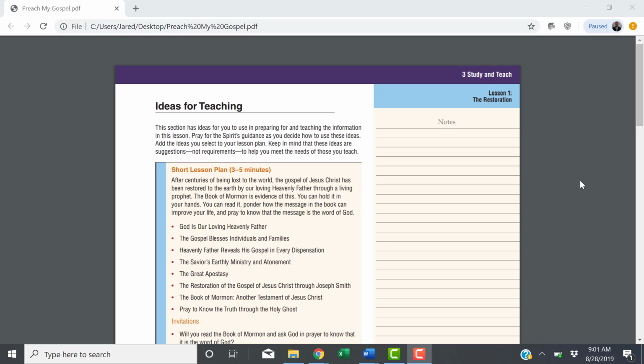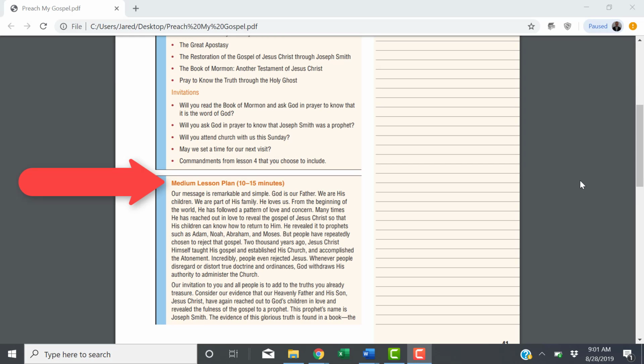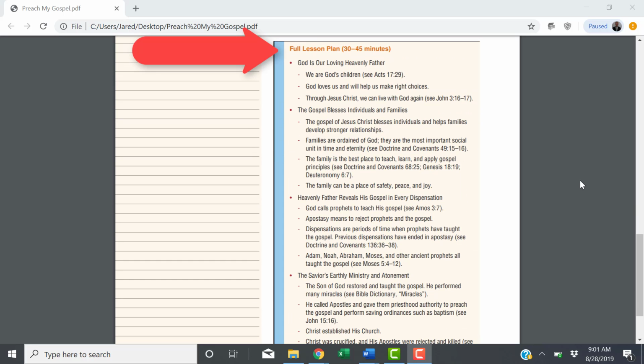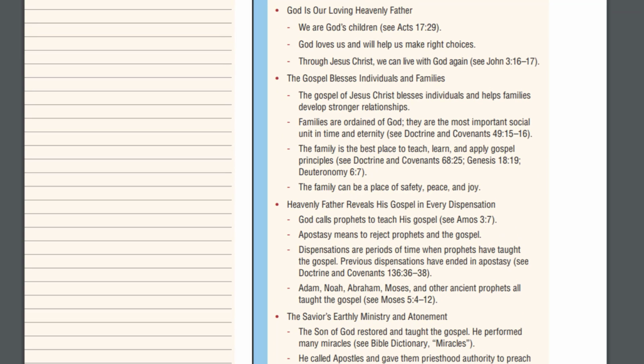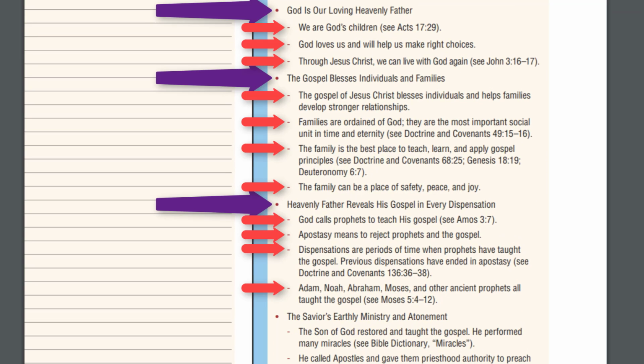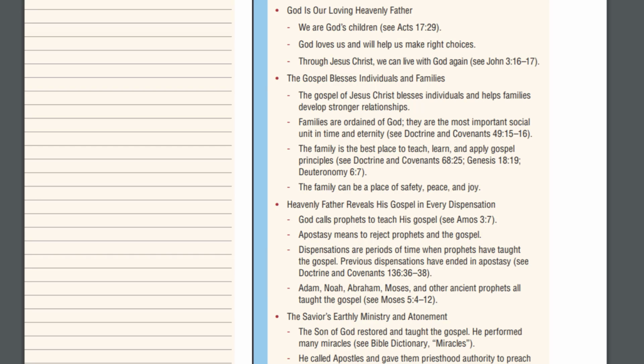The end of each missionary lesson is followed by 3 separate lesson plans. One short, one medium, and one full. We use the full lesson plan for this assignment. You'll notice that the full lesson plan is made up of main principles and the sub-principles from the lesson. The teaching outlines you will make follow a similar pattern. In fact, let's look at them now.